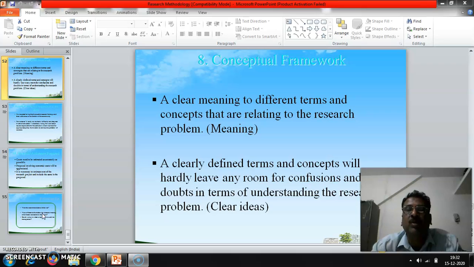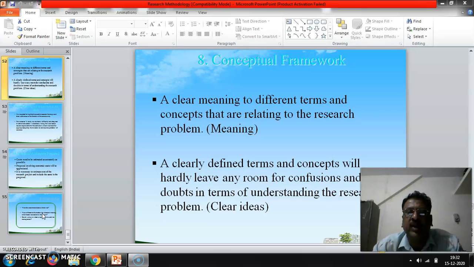Here, I always take the example of the coffee industry. The terms and concepts are related to, for example, labor problems in the coffee industry. The term is labor, and the problems could be a salary problem or non-availability of skilled, unskilled, or semi-skilled labor. These are all the terms and concepts related to the research problem.